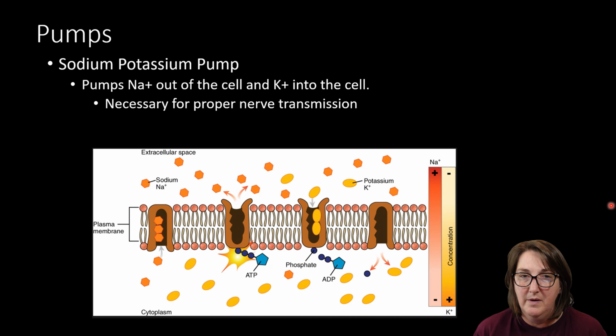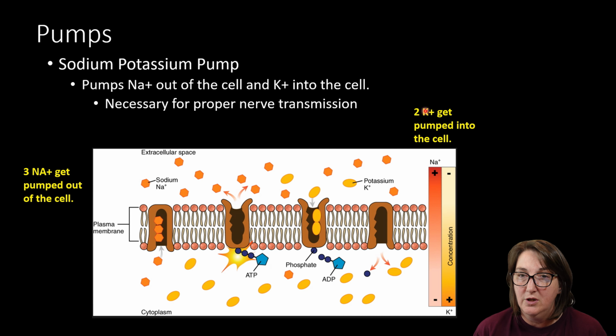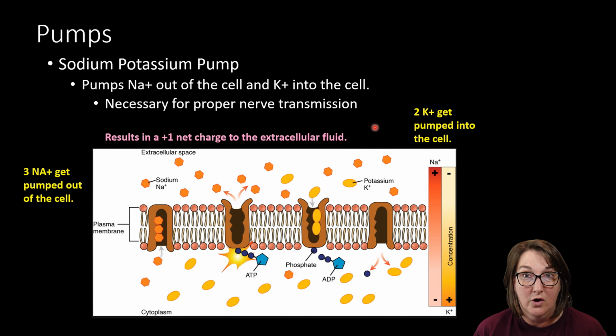So it's going to pump sodium cations out of the cell and potassium cations into the cell, and we use this for nerve transmissions. So here I get 3 sodium cations, see 1, 2, 3, that are going to get pumped out of the cell. I'm going to get 2 potassium cations, see 1, 2, that are going to get pumped into the cell. And when I do that, I get a net charge. I'm going to have more of a charge out here because I got rid of 3 out here and I only brought in 2. So this is going to create a charge on my membrane, which is going to help drive the pump.